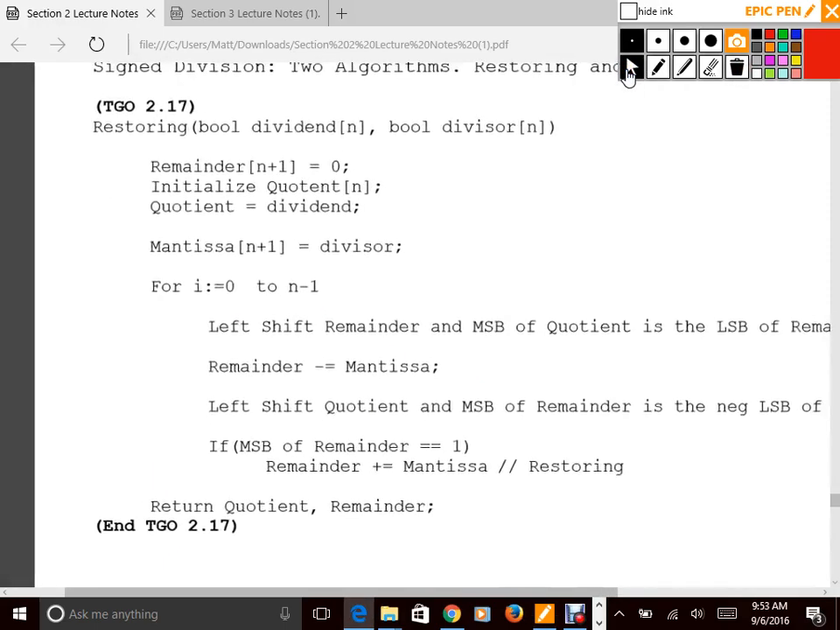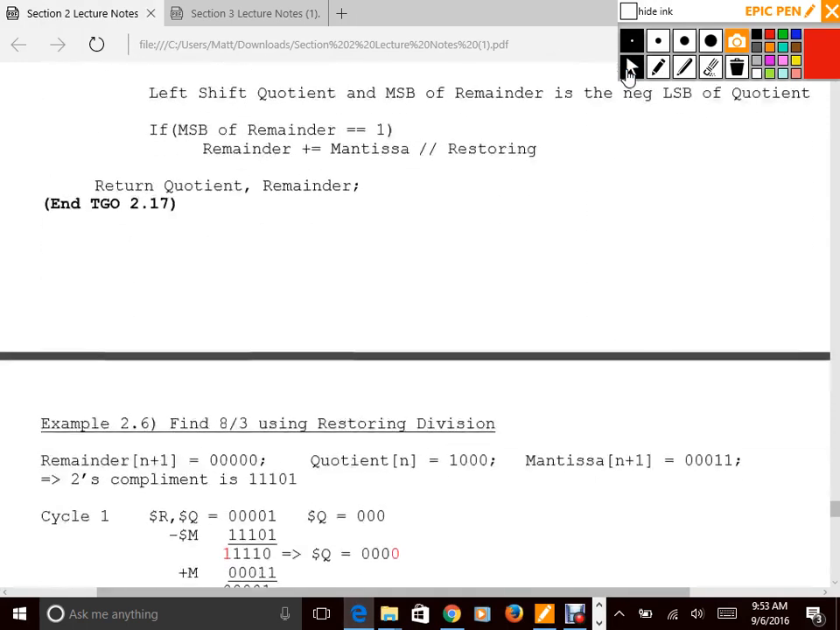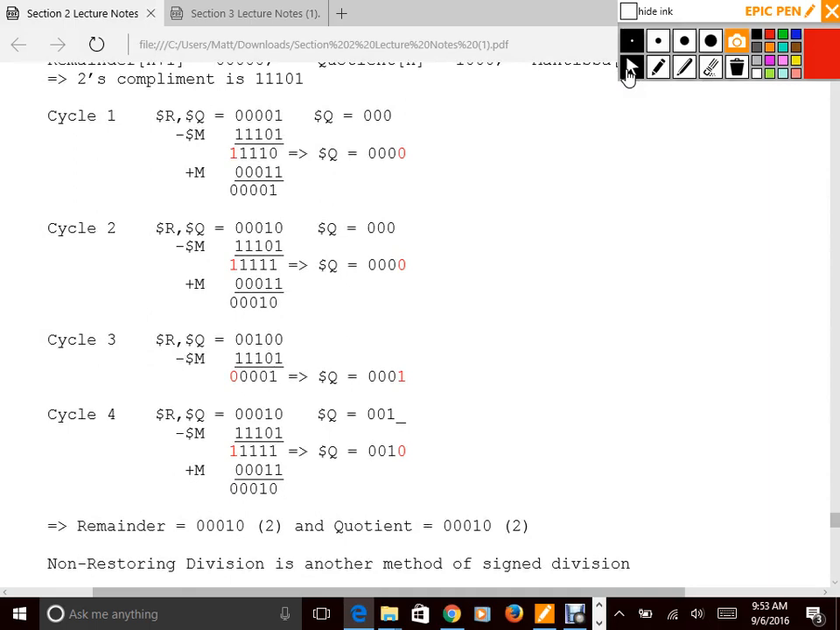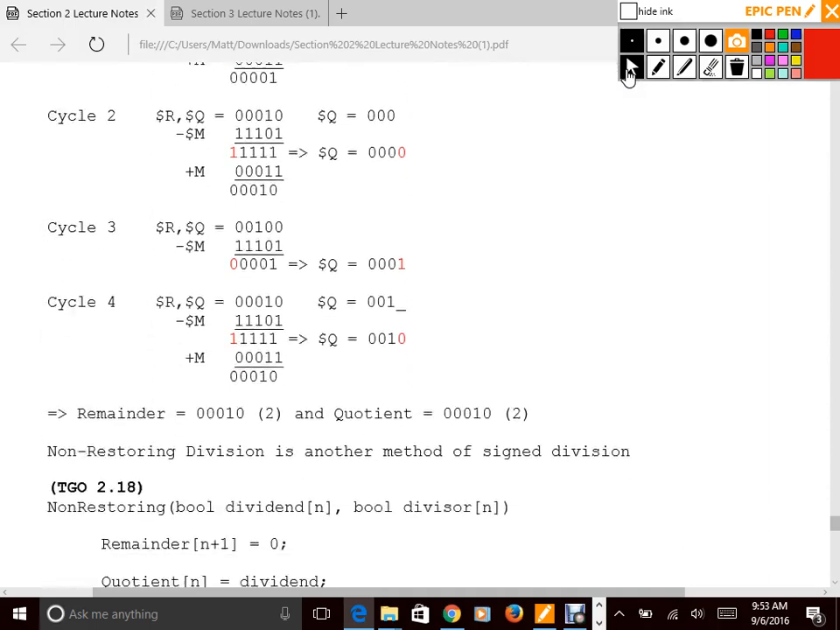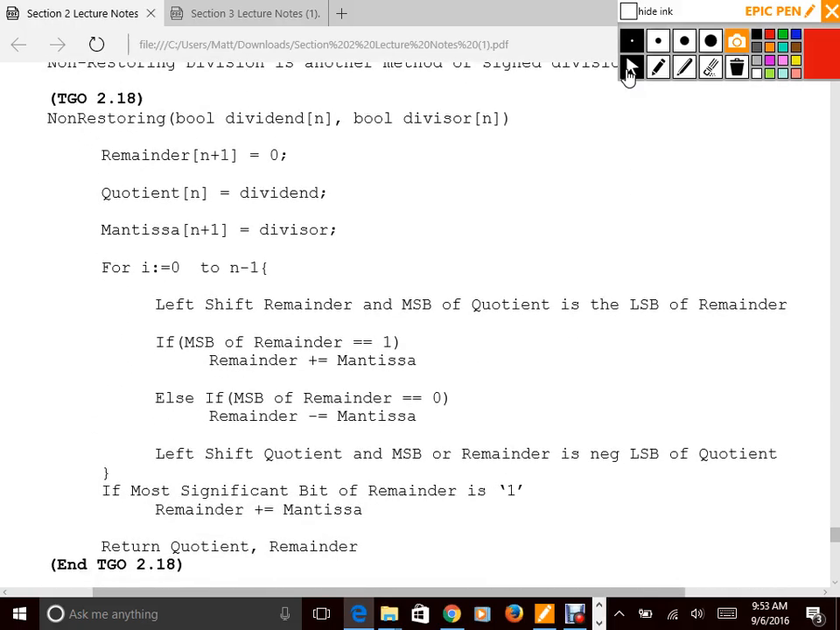So what we're going to do next is we're going to compare it to a different algorithm called non-restoring division. So in this one, we subtract the mantissa every time. In non-restoring division, we make a decision based on whether or not it's a 0 or 1 at each iteration. The objective is, for most cases, to make it run faster. But as we're going to see, there's some cases when it won't. So this is a good example of good design requires good compromise.